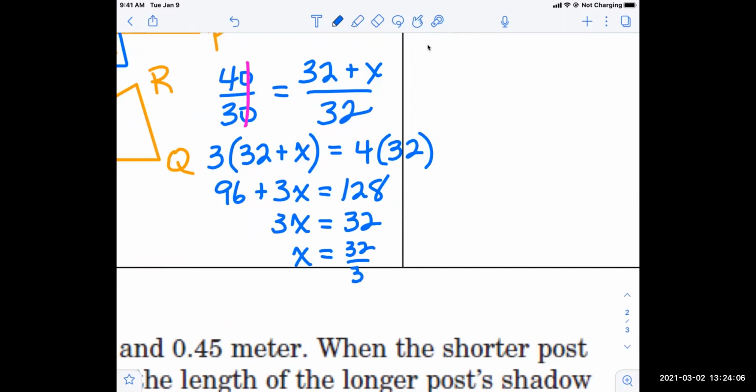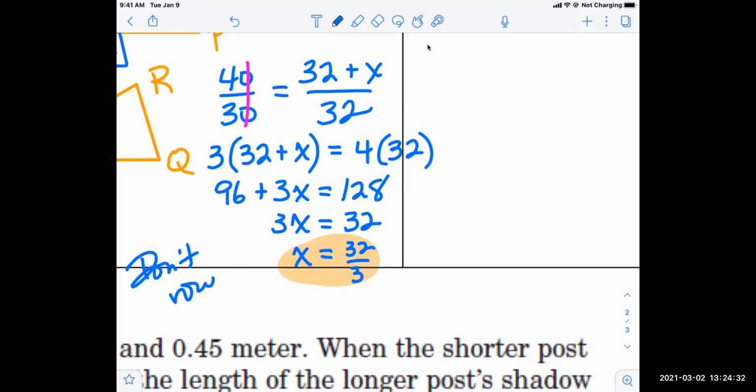So should I leave it like that, or do I need to simplify or something? Yeah, you can leave it that way. There is nothing wrong with having an answer like that. I don't mind it being improper as long as it's reduced. If you want to make a mixed number, you can. No reason to do that, just waste time. If you're going to put it into a decimal form, it's going to have to be a repeating decimal. Do not round.